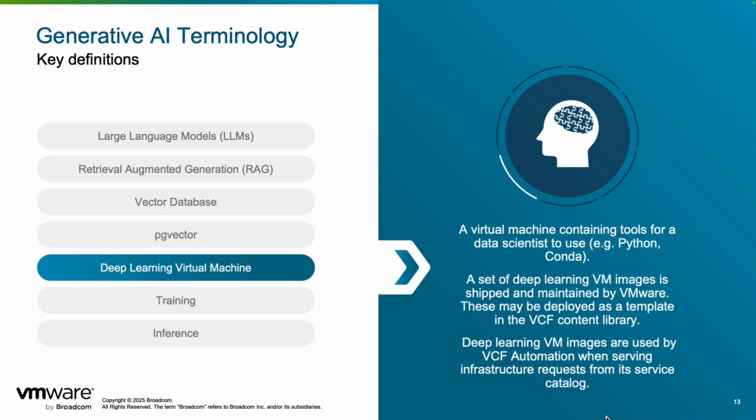Coming now to VMware, a core piece that we offer is a deep learning VM. When somebody wants to provision this, a system admin or DevOps person wants to provision this to give it to a data scientist, we call it an AI workstation. It's a regular virtual machine with some tooling in it, Python, Conda. A set of deep learning VM images is shipped for these from VMware, and it's deployed as a template in the content library. And these images are used to create a deep learning VM for the data scientist when they request an AI workstation. A unique thing about these VMs is they've got virtual GPU profiles attached to them, so they can make use of the physical GPUs on the host.